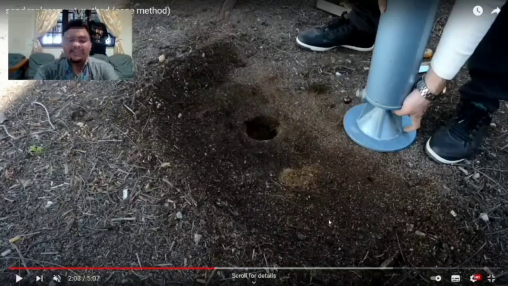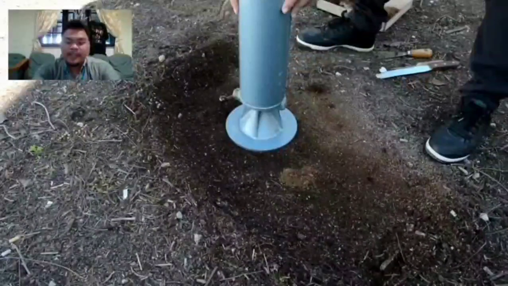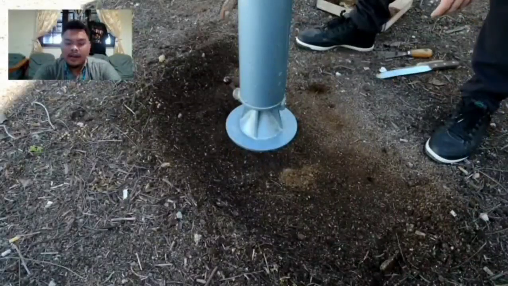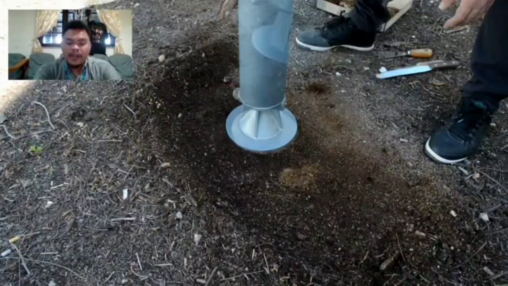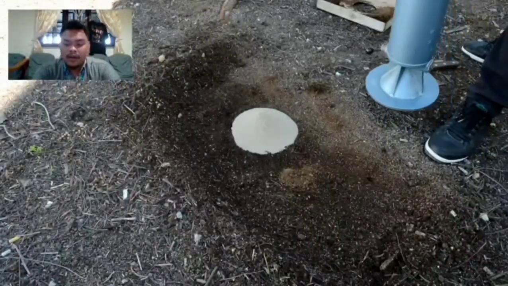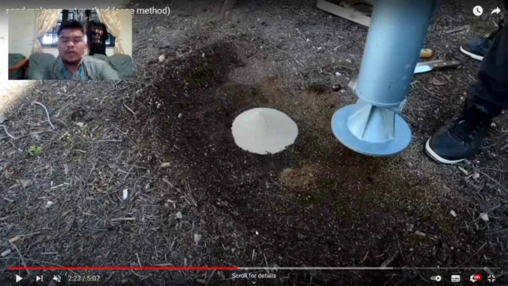Third, smooth the excavation base and place the pouring cylinder with a mesh above the hole. Open the shutter and let the sand out to fill the hole and cone. Make sure no vibration in the surrounding area when the process is running. When there is no movement in the pouring cylinder, close the cone cover and remove the apparatus and weigh the mass.